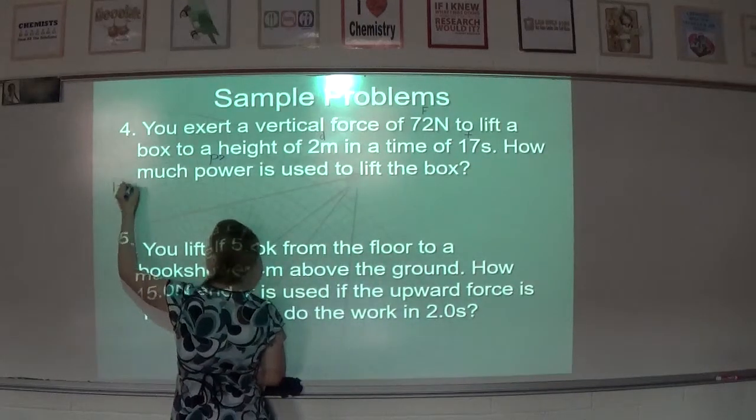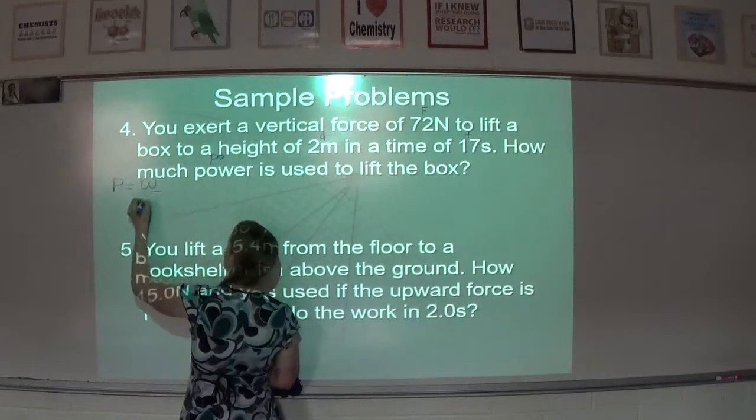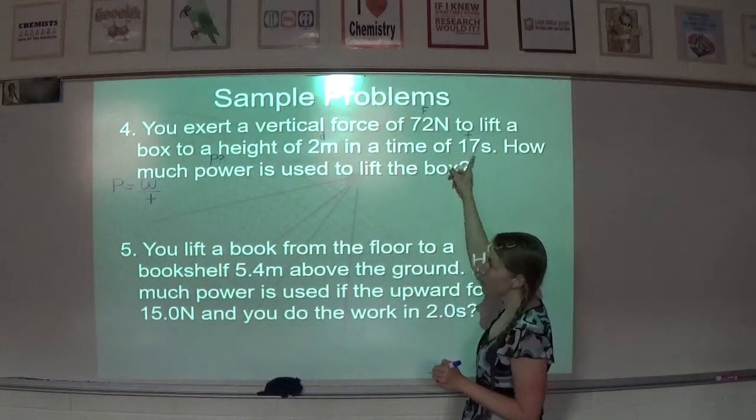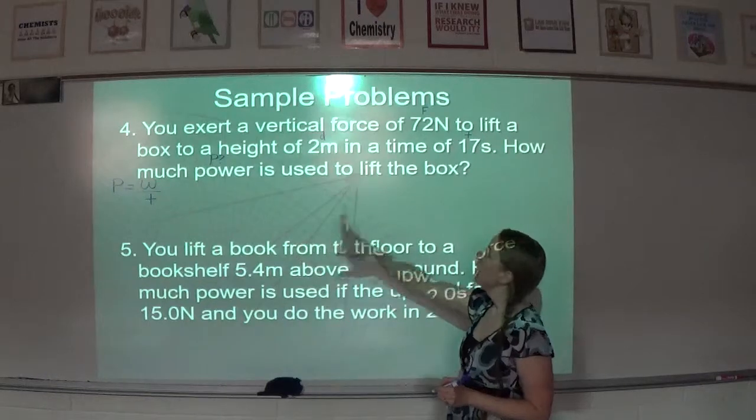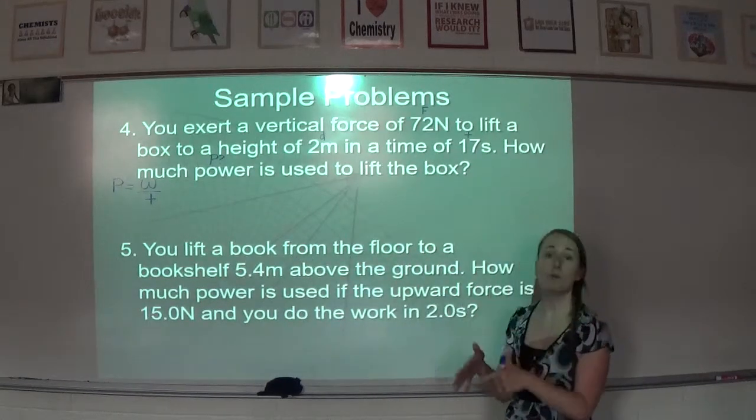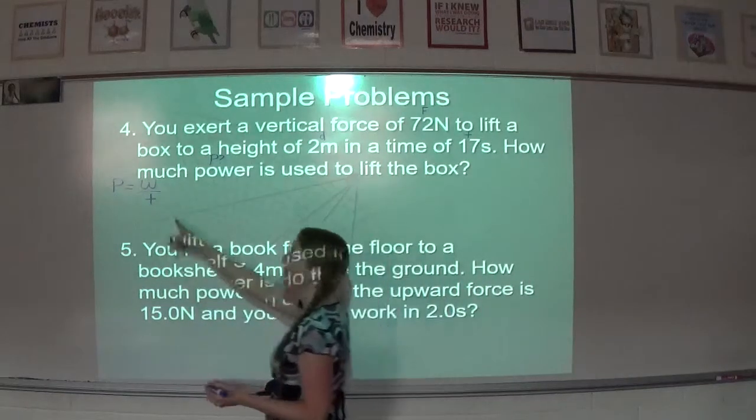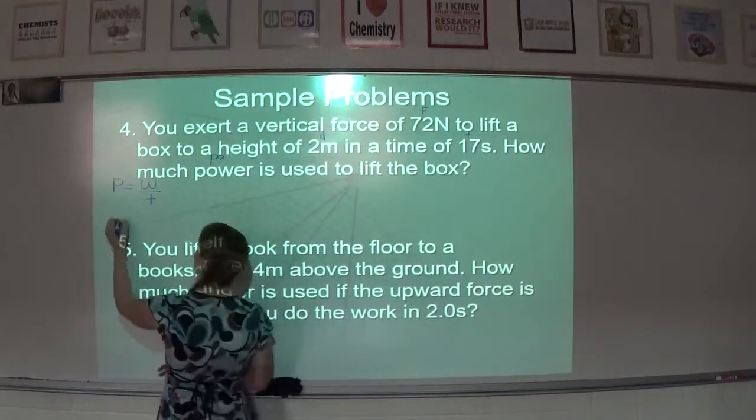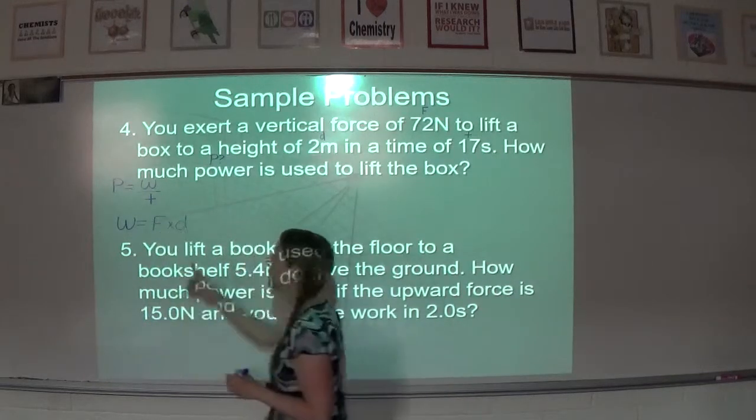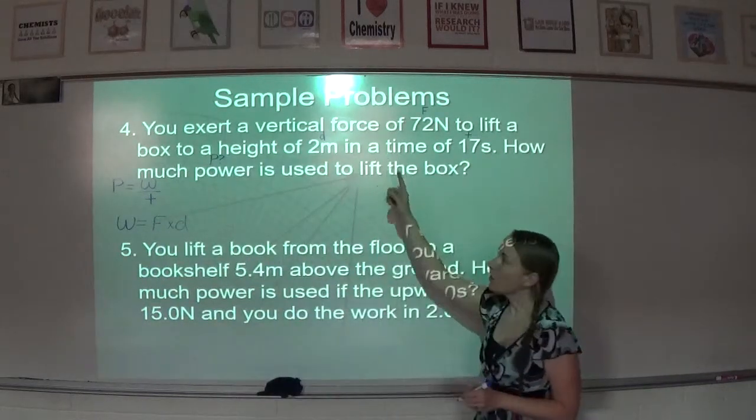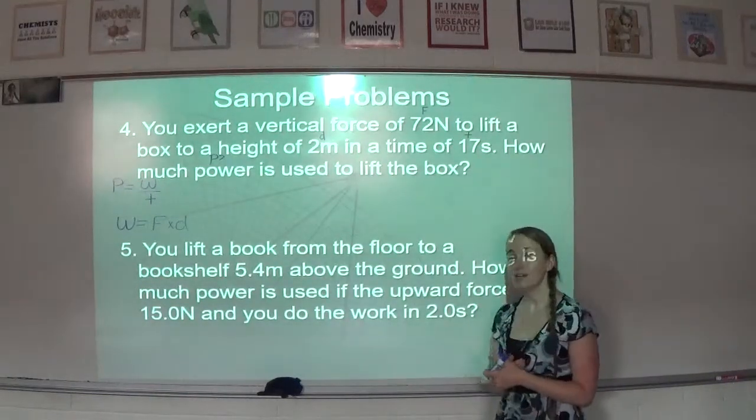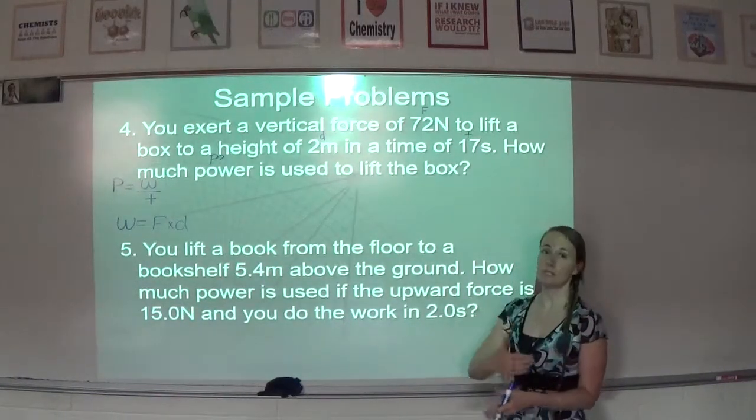So our formula for power is work over time. Well, do I have time? Yes. Do I have work? No. I have a force and a distance. So sometimes you have to do double formulas. Because do we know the formula for work? Well, yes. Work equals force times distance. So if I can figure out my work, I can then plug into my power formula. Okay, so you got to be aware that sometimes you may have to do a multiple step problem.